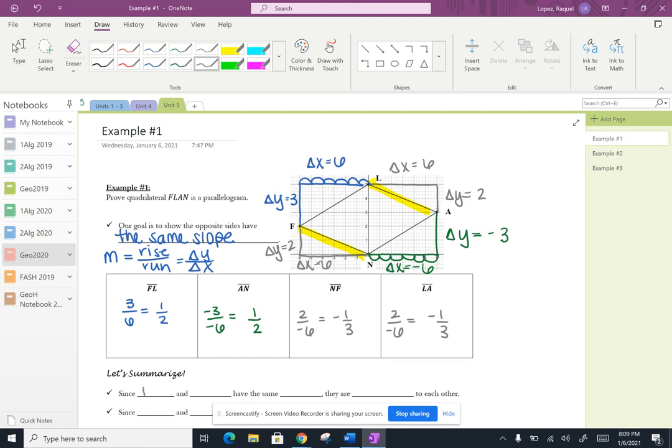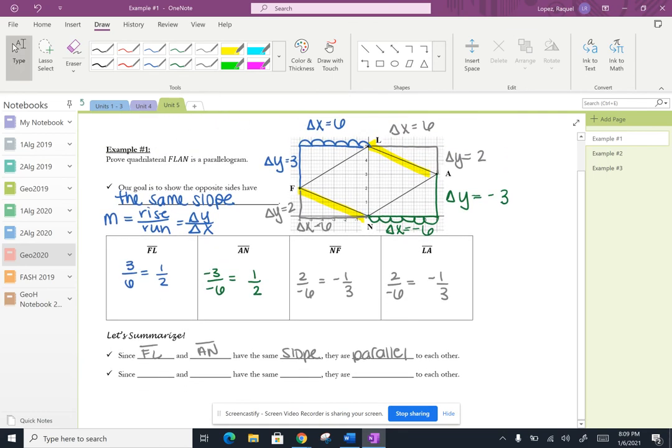Okay, so now let's summarize. Since FL and AN have the same slope, they are parallel to each other. And since NF and LA have the same slope, they are also parallel to each other. So now that I've shown that the opposite sides are parallel, we've shown that the quadrilateral FLAN is a parallelogram.